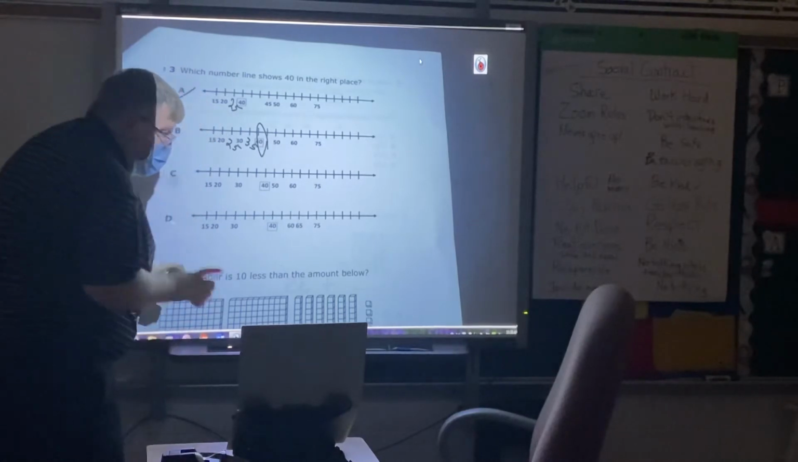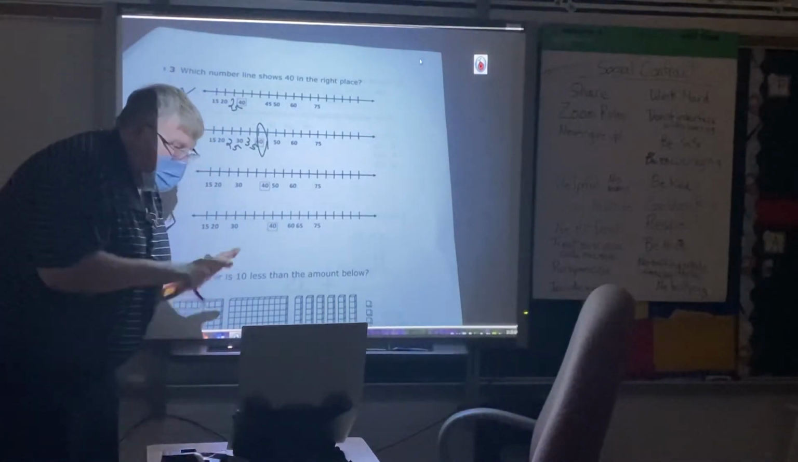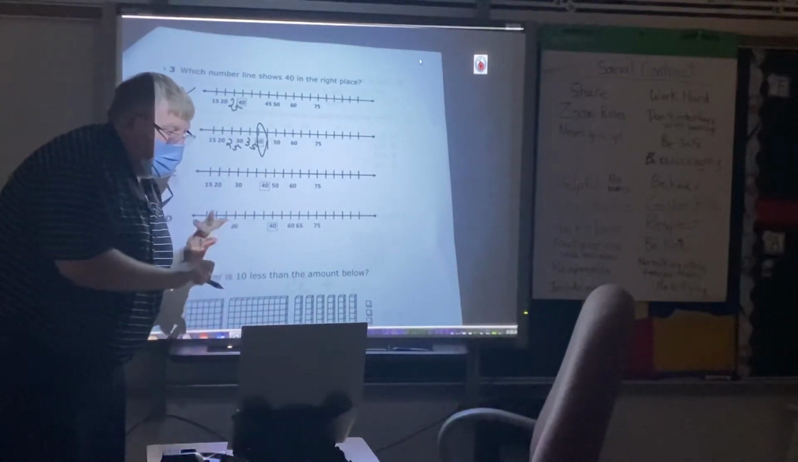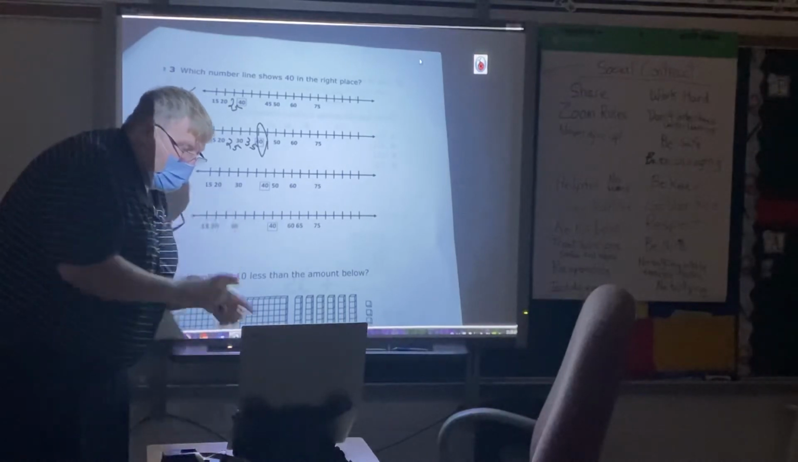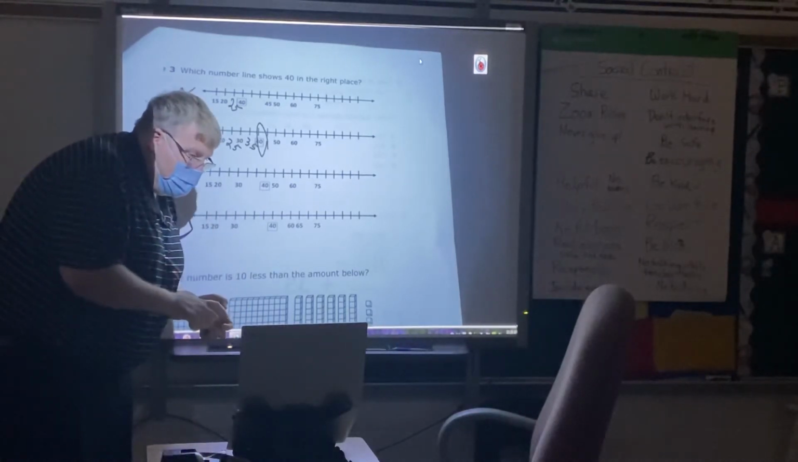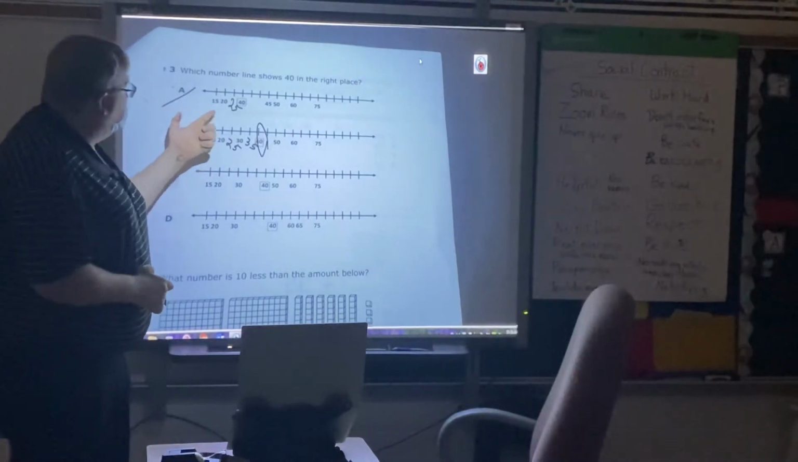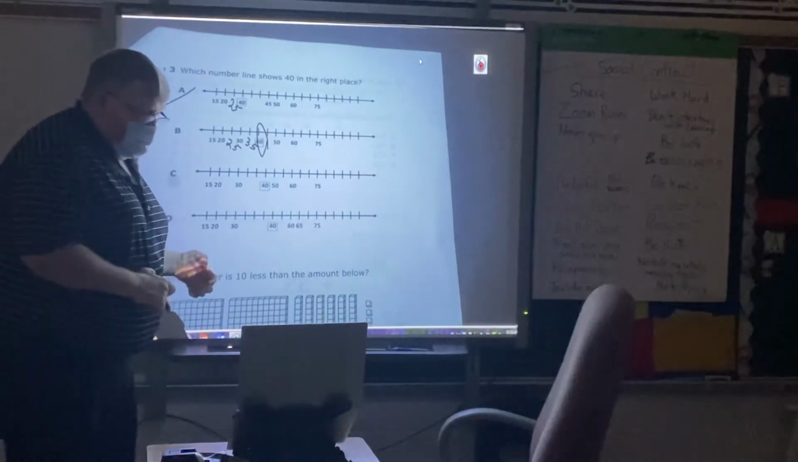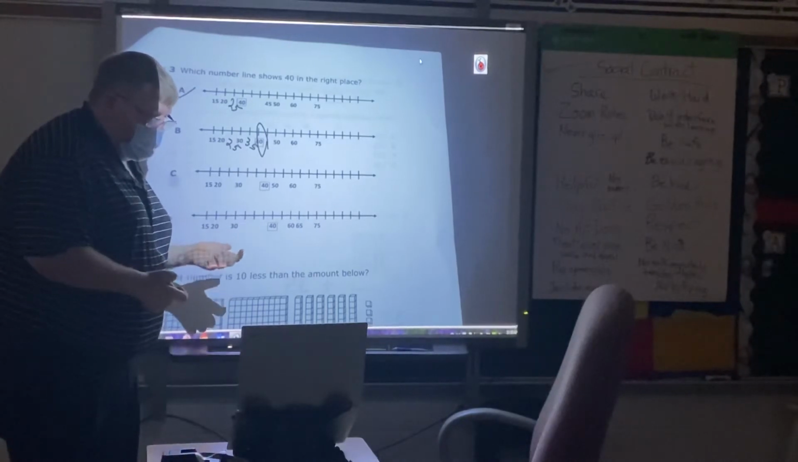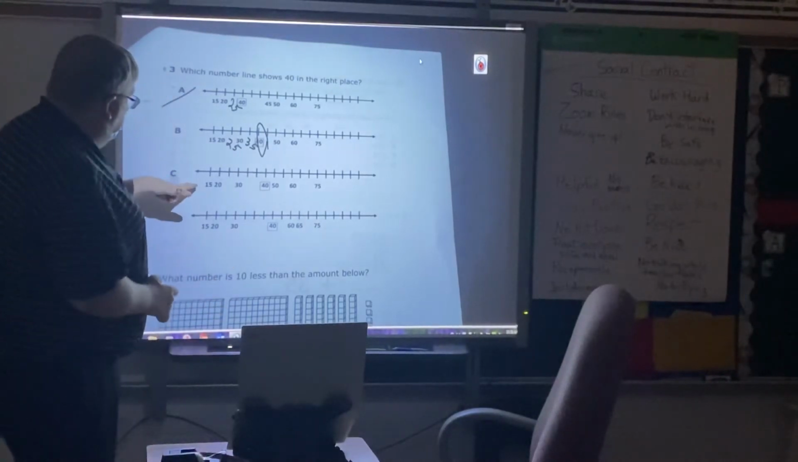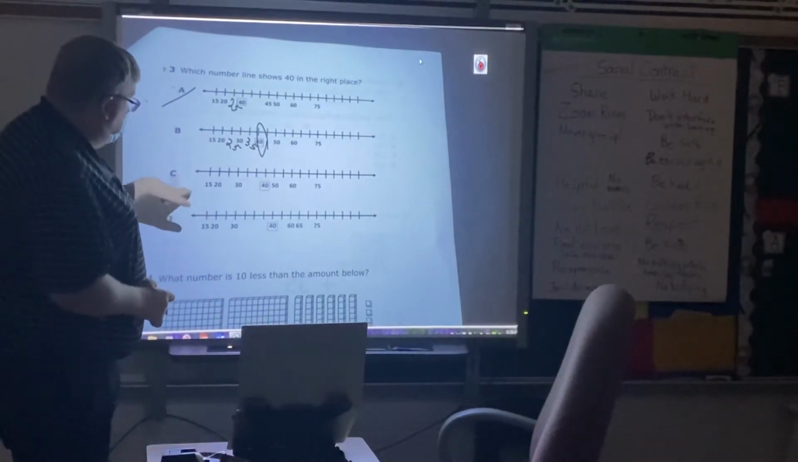Because if B is correct, then A, C, and D have to be wrong. I have to prove that they are wrong. Okay, we've already proved that A was wrong because we don't count 15, 20, 25, 40. Right? We skipped some numbers. We can't skip numbers. So let's make sure that C is wrong.